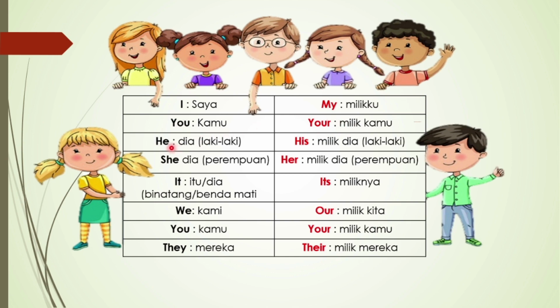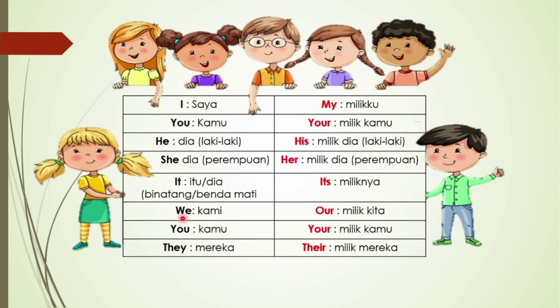He, dia, laki-laki ya, menjadi his, milik dia, laki-laki. She, dia, perempuan, menjadi her, milik dia, perempuan. It, itu atau dia, untuk binatang dan juga benda mati, akan menjadi its, miliknya.